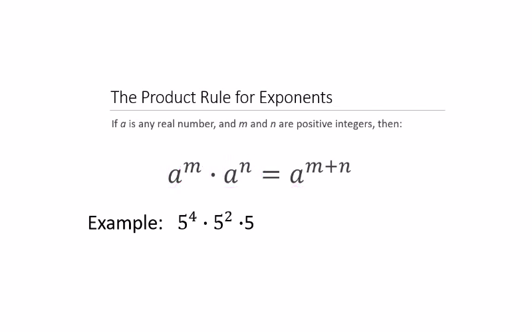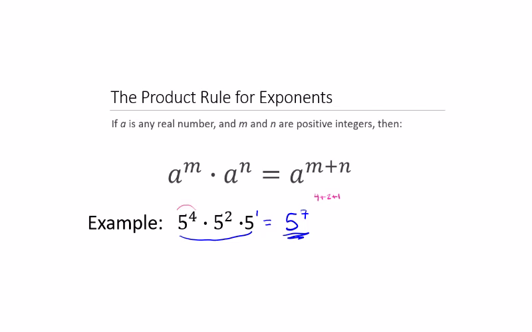All right? So here's an example. If I have 5 to the 4th times 5 squared times another 5 to the first, right? Invisible 1 there. Then I can just add the exponents together. So I can add 4 plus 2 plus 1, and that gives us 7. So instead of writing this, I can write this, right? So that's another shortcut.